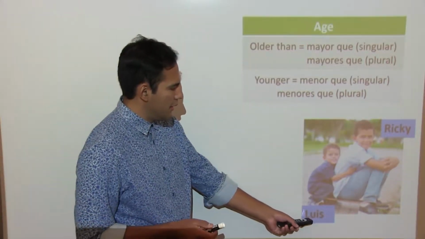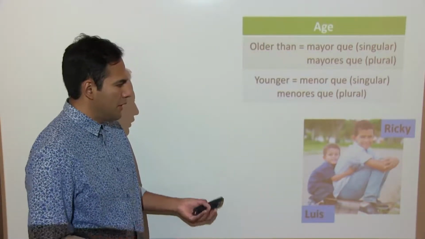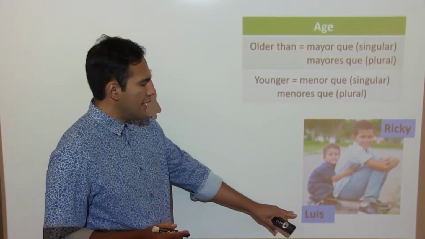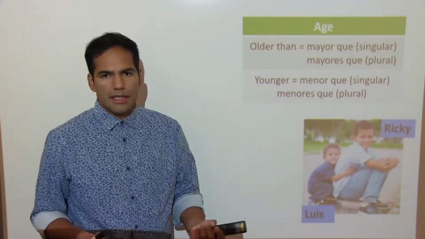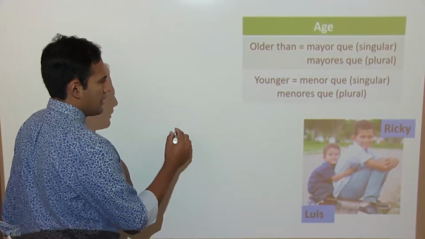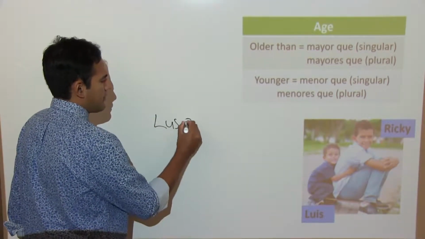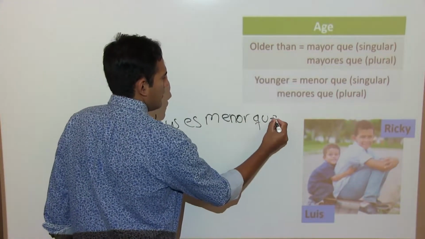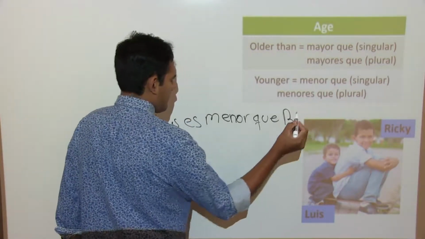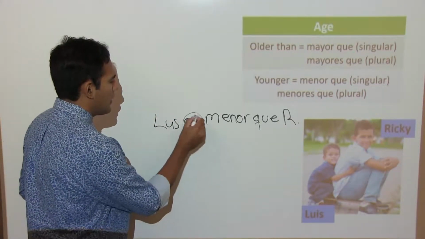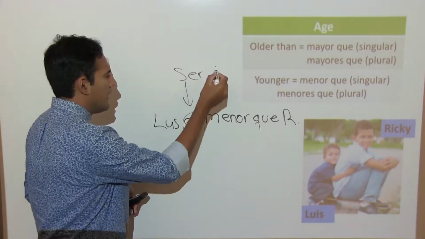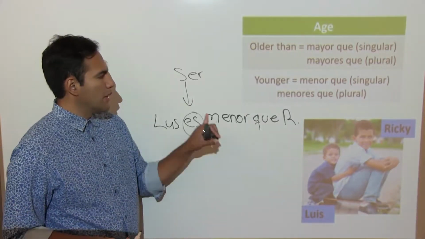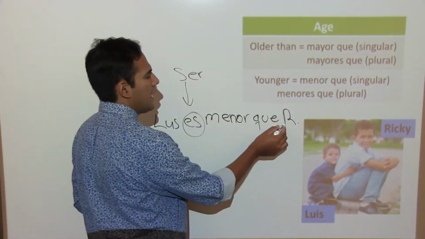So we have here Luis and Ricky. Both of them are siblings, and obviously one is younger than the other. So in this case, Luis is younger than Ricky. So let's write that down. Luis es menor que Ricky. So notice how we're using the verb ser, and that's because we're describing essential characteristics, right? So that's why we're going to use that. Luis es menor que Ricky.